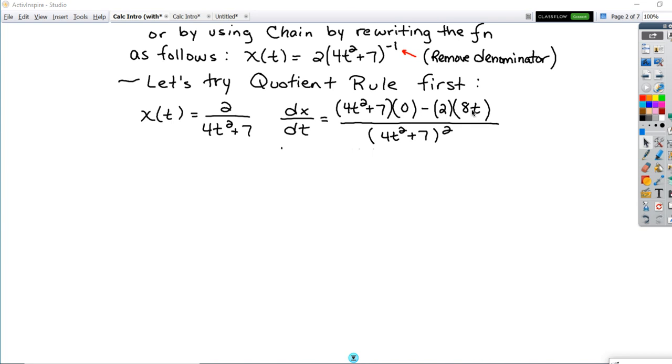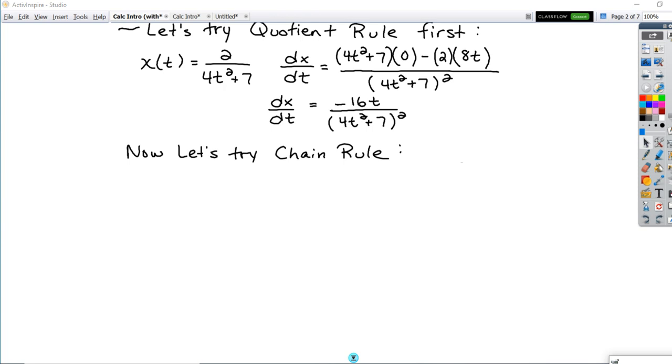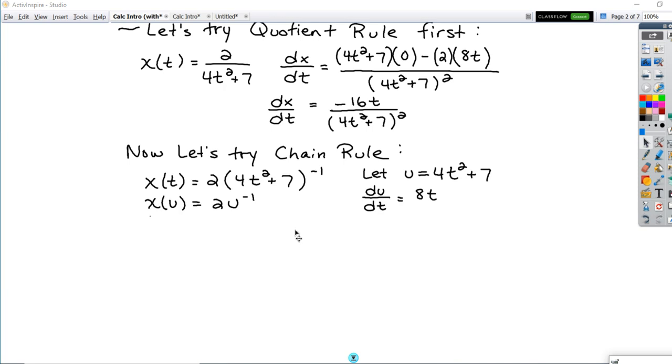This is 0. This is minus 16t divided by 4t squared plus 7, the quantity squared. Not too bad. Alright, you remember the saying, the quotient rule isn't too tedious. Now let's try the chain rule.